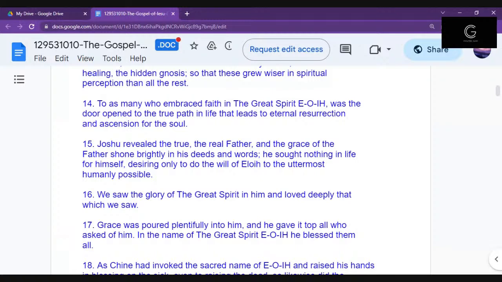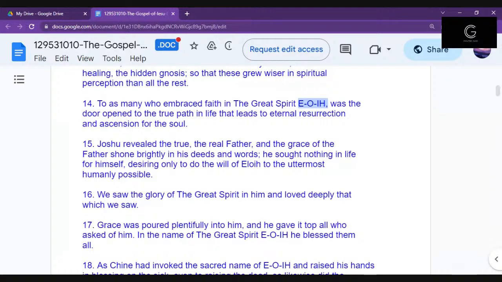But what did Yeshua do? He revealed the true, the real Father, not God, not Lord God, not Messiah, no Savior. He revealed the real Father, the Great Spirit, Iesu, and the grace of the Father shone brightly in his deeds and words. He sought nothing in life for himself. This is how they kept one pair of shoes till they fell apart. This is why they only had one change of clothes.